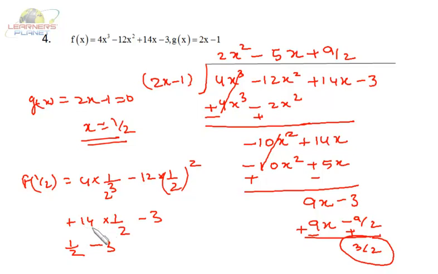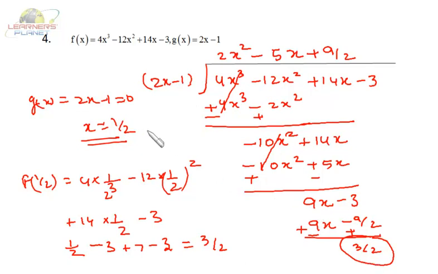Similarly, it is 14 by 2, which is 7, and it is minus 3. That means 7 and a half minus 6 will give us 1 and a half, that is 3 by 2. So if I put x is equal to half in this expression, I'll be getting 3 by 2. And if I divide this expression by 2x minus 1, still I'm getting 3 by 2.